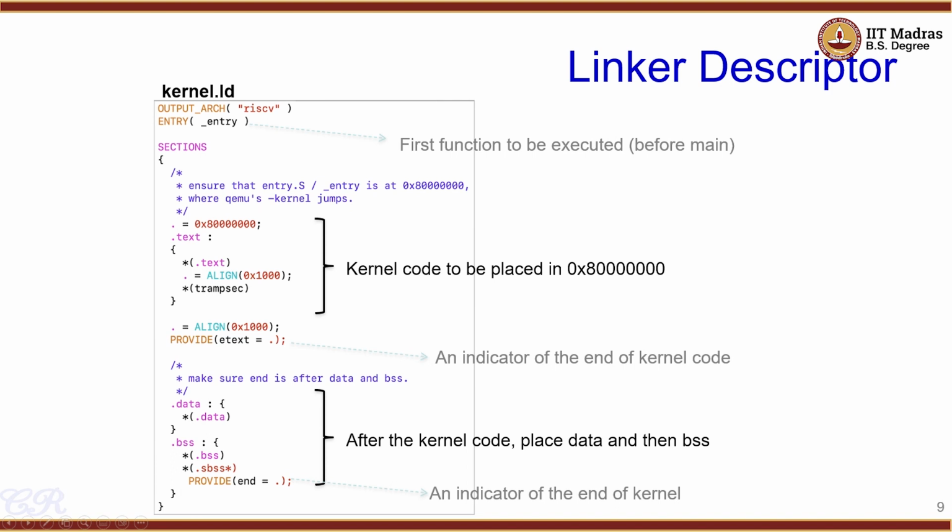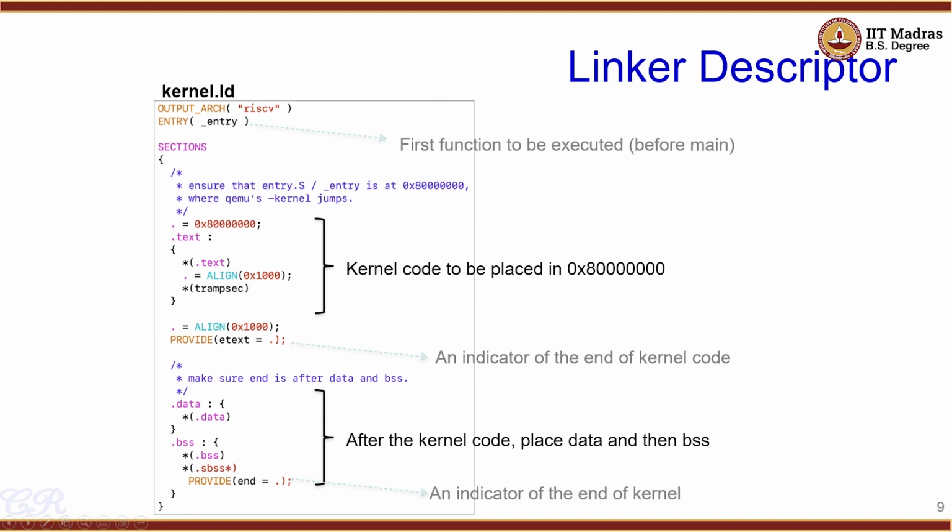Now very important for us is this particular line, which is dot equal to 0x80000000. So we say that at this memory location 0x80000000, we have the .text section. Now the .text section is essentially where the code of your kernel resides. So starting at 0x80000000 is where you would have your code.